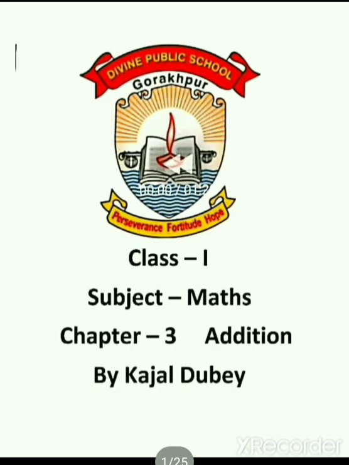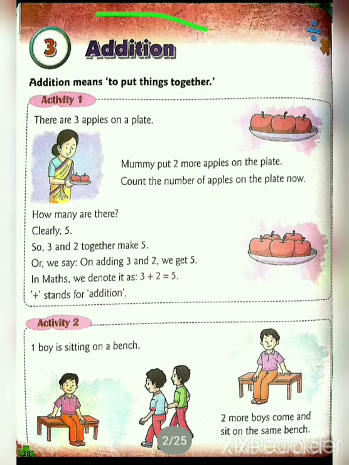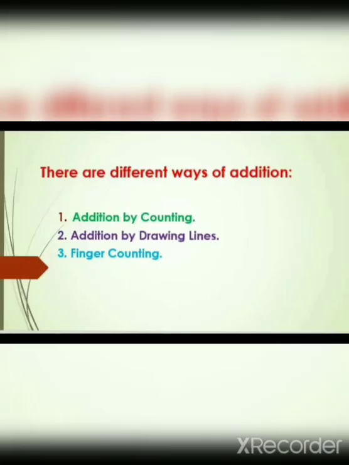Today I am going to start Maths chapter 3, which is addition. Here the name of the lesson is given: addition. Addition means the act of adding anything or to put things together. There are different ways of addition. First, addition by counting. Second, addition by drawing lines. And third, finger counting.